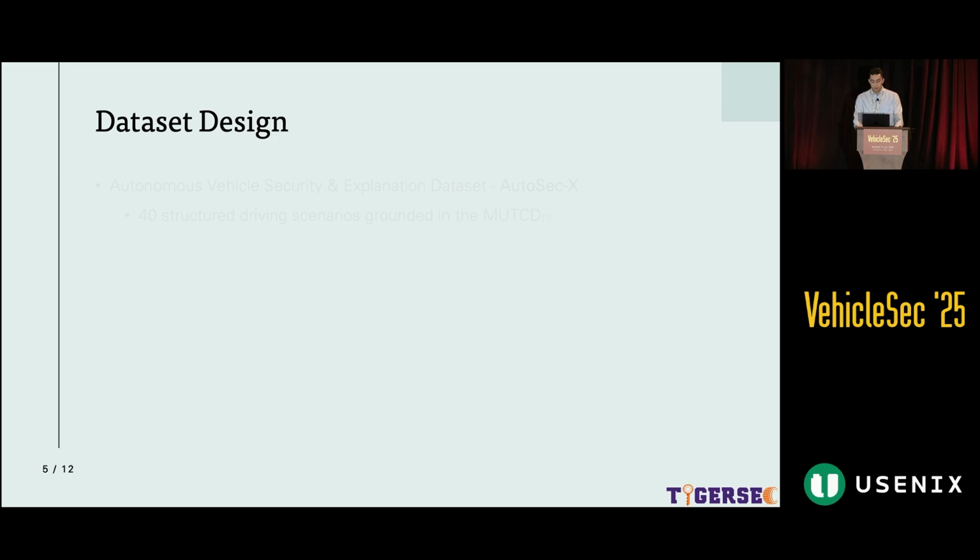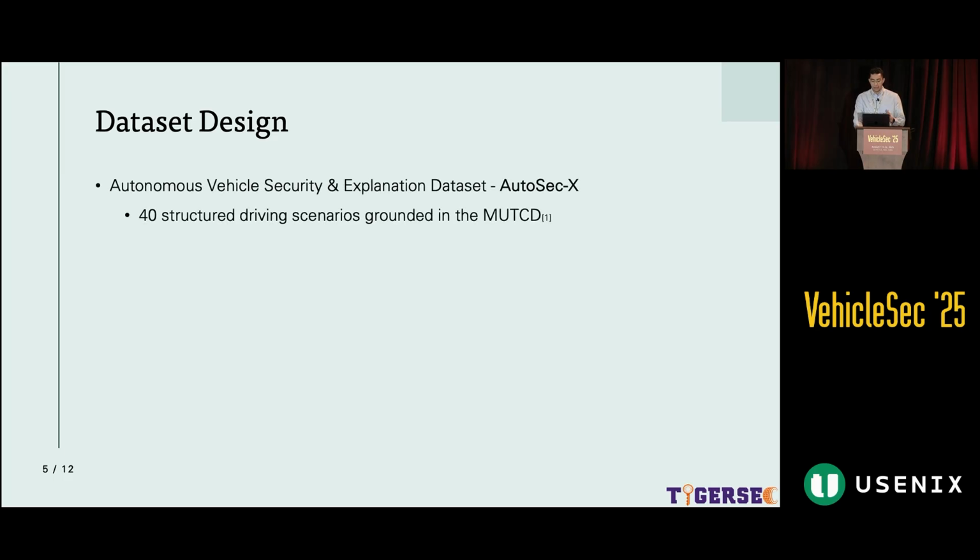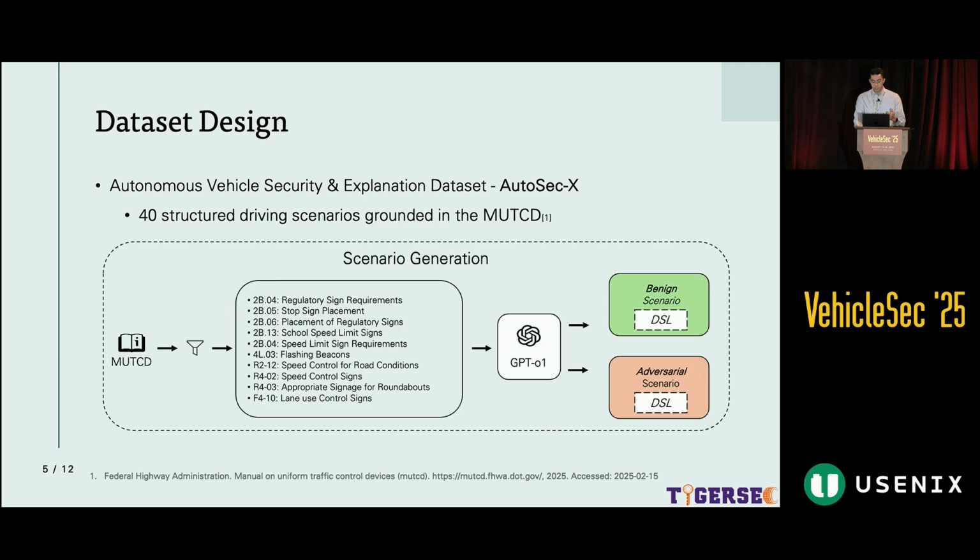To evaluate our approach, we created a dataset called the Autonomous Vehicle Security and Explanation Dataset, or AutoSec-X for short. This dataset consists of 40 structured driving scenarios grounded on the MUTCD, the Manual on Uniform Traffic Control Devices, which is the main governing document that defines the standard rules for the most common signs in the US. We selected 12 of the most common sections covering the most common traffic control devices.